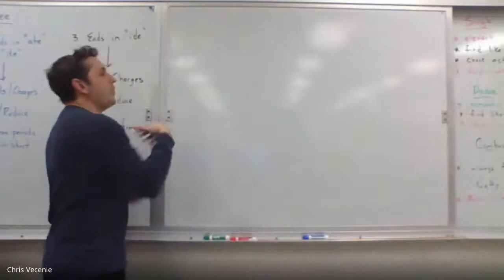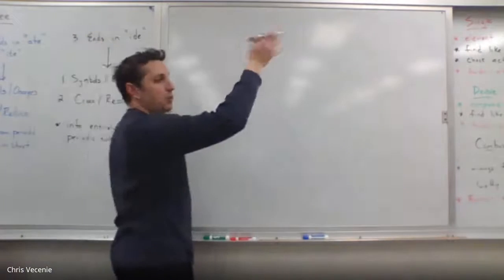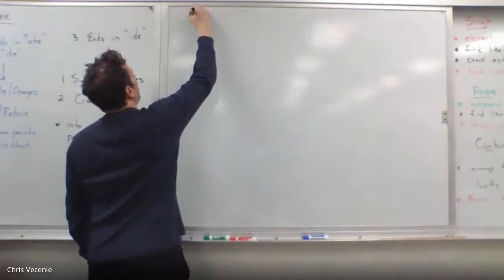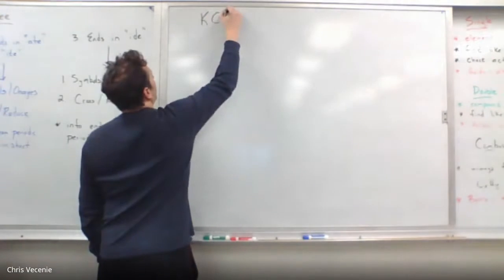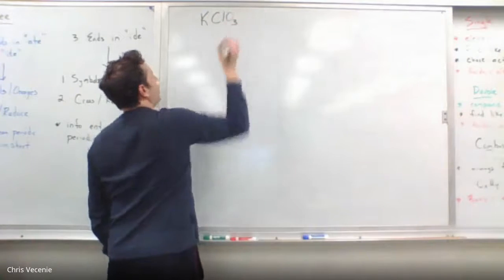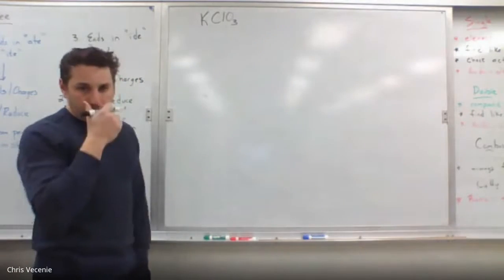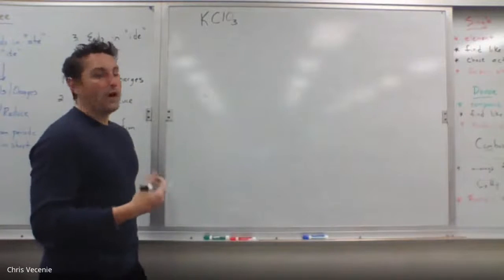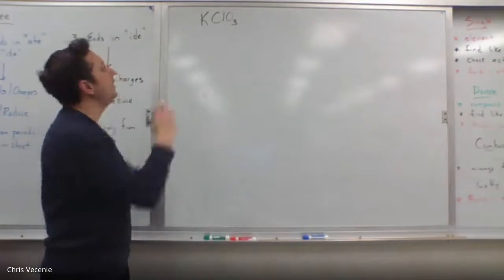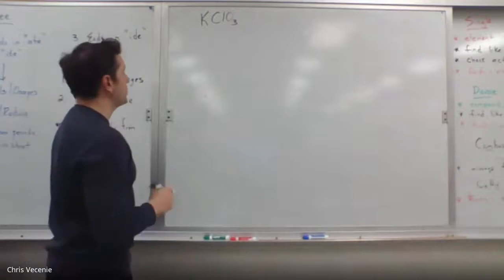So like I said, if we want to do this theoretically, I would need to know what my formula for potassium chlorate is. Potassium chlorate is KClO3, no prefixes. So we know we're doing symbols and charges and crossing. Potassium is in group 1. Chlorate ends in ATE, so it's a polyion. It's a 1. You cross them down and you reduce.